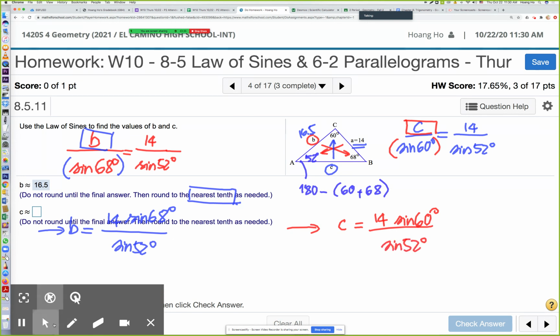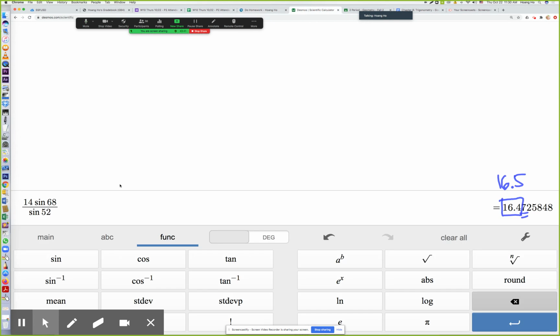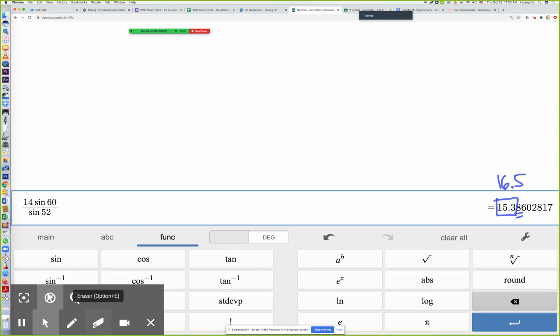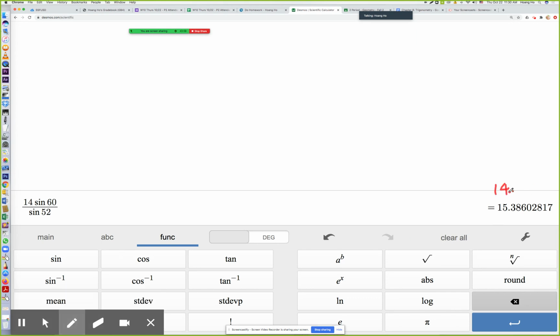Okay. So let's go over here, 14 sine 60. So I go to my equation over here. All I need to do is change this one to 60. And everything else, 14, stays the same, and divide by sine 52°, stays the same. So the answer is 1 decimal. So that should be 15.4.